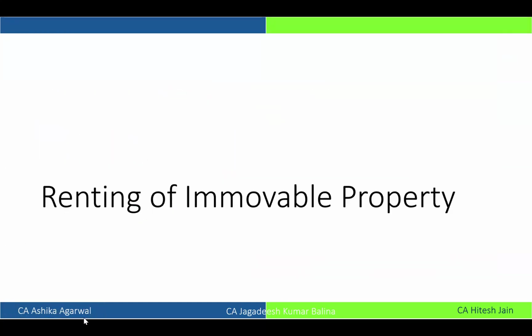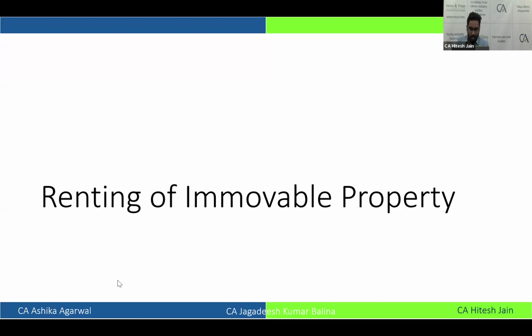Hitesh, over. Renting important. Particular Kilo. Other metal scrap. Hello. Yeah. With regard to renting of immovable property.